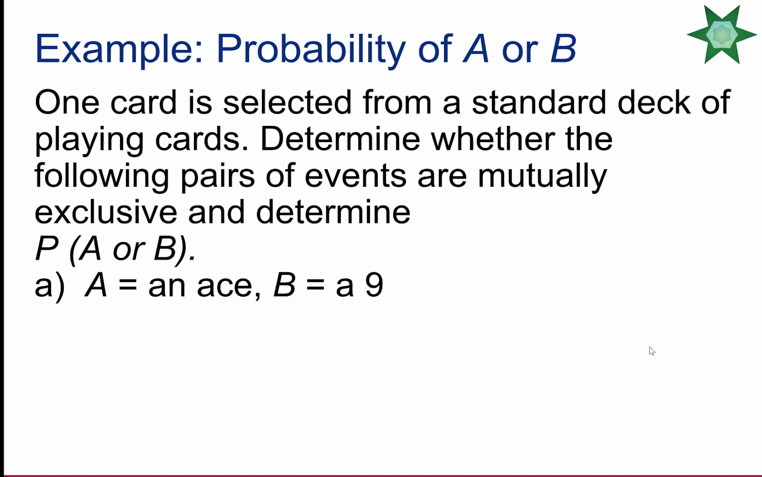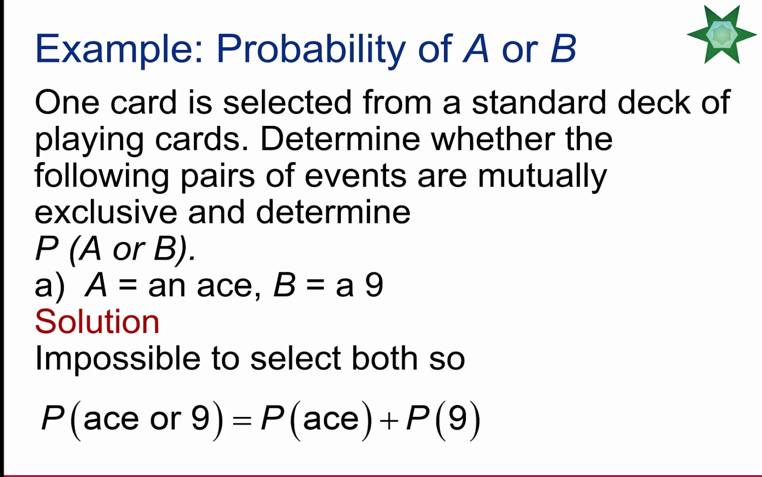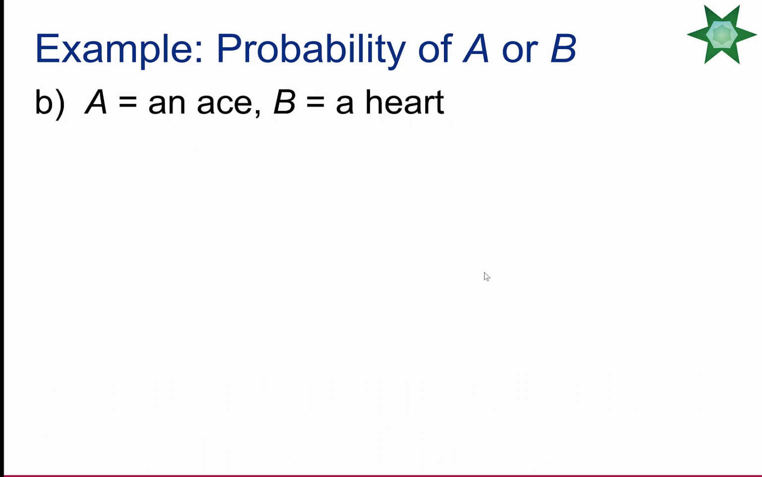One card is selected from a standard deck of playing cards. Determine whether the following pairs of events are mutually exclusive, and then determine probability of A or B. So we have a deck of cards, and we're going to pick an ace, and we're also picking a 9. It's impossible to select both at the same time, so the probability of an ace or a 9 is simply equal to the probability of an ace plus the probability of a 9. There's 4 aces in the deck, there's 4 9s in the deck, and so it comes out to be 8 over 52, which simplifies to 2 over 13.